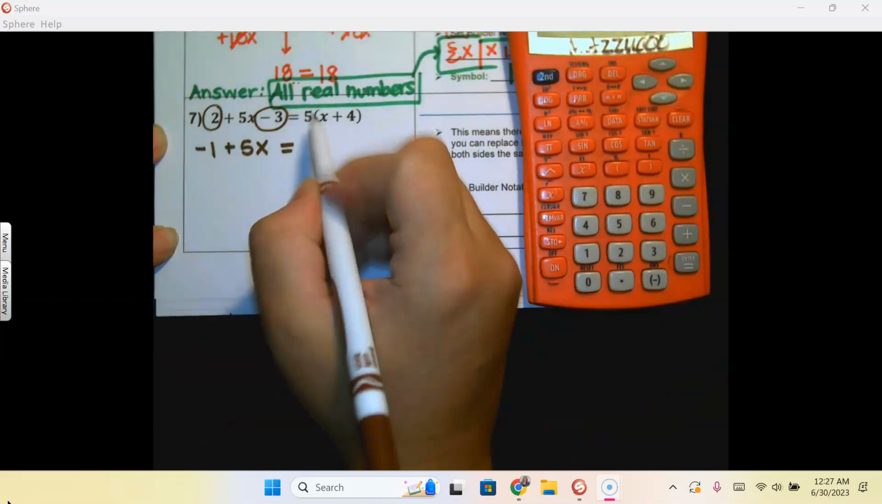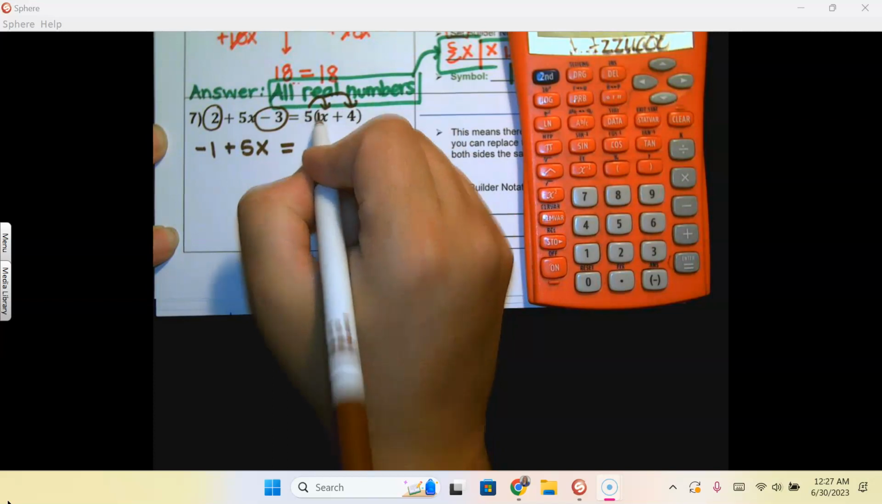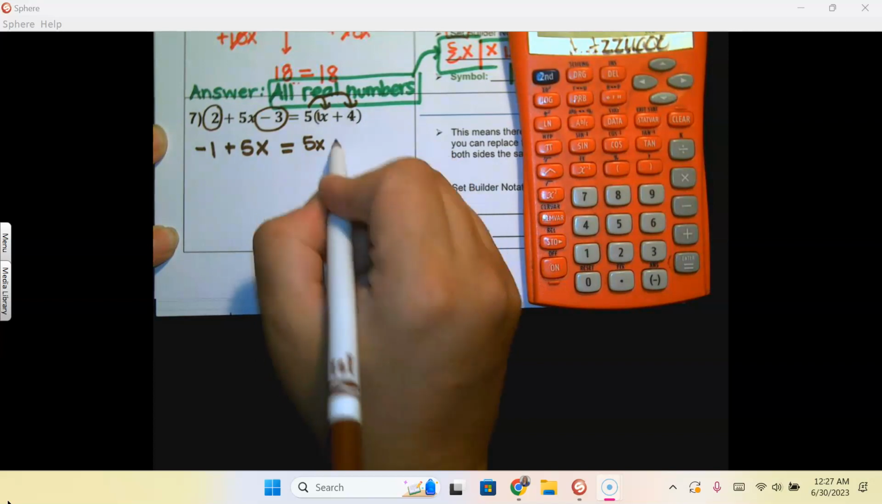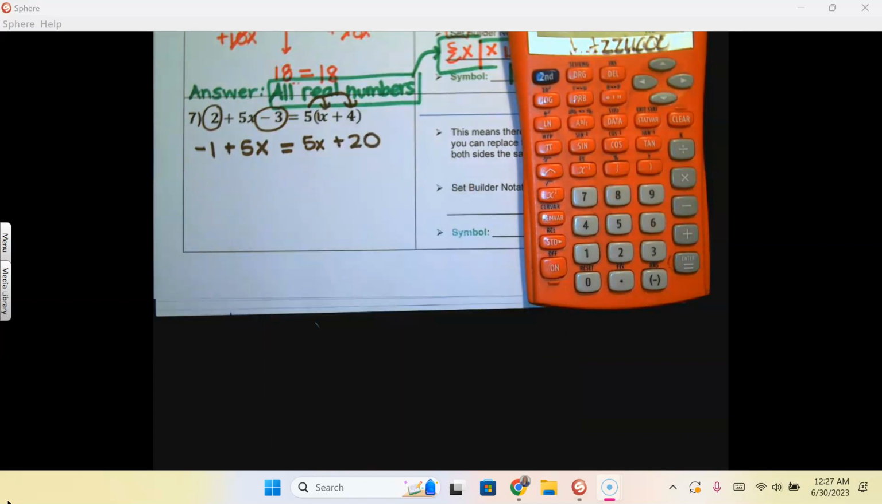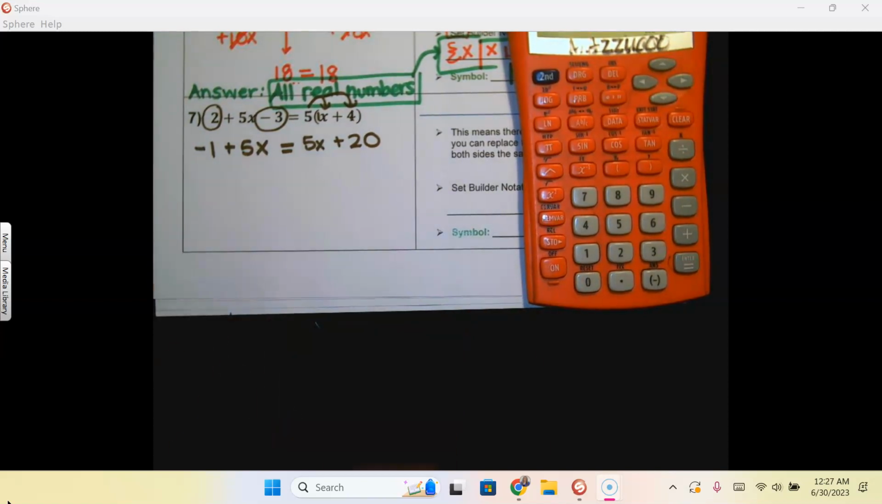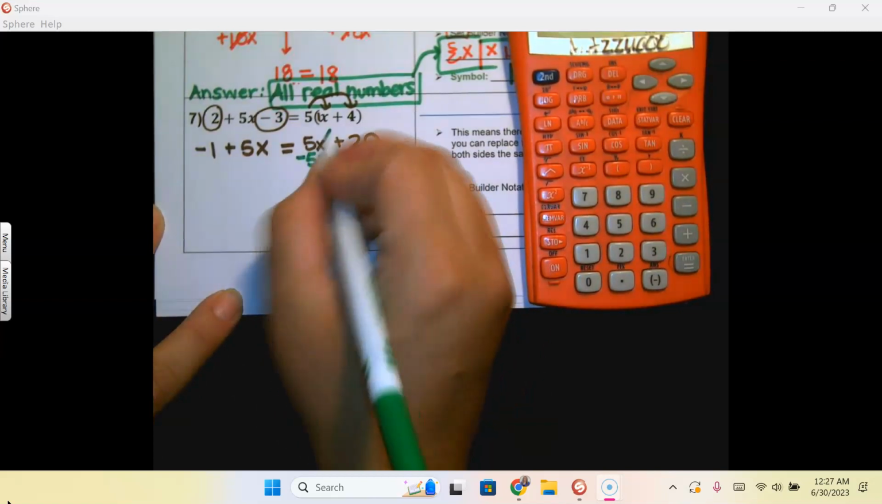And then on the right side, we're going to distribute. So we're simplifying here. So we're doing 5 times 1 is 5x. And then 5 times 4 is 20. Okay, then the next step is we can't have variables on both sides. So we need to pick one of them to remove. So I'm going to do minus 5x to make this 0.